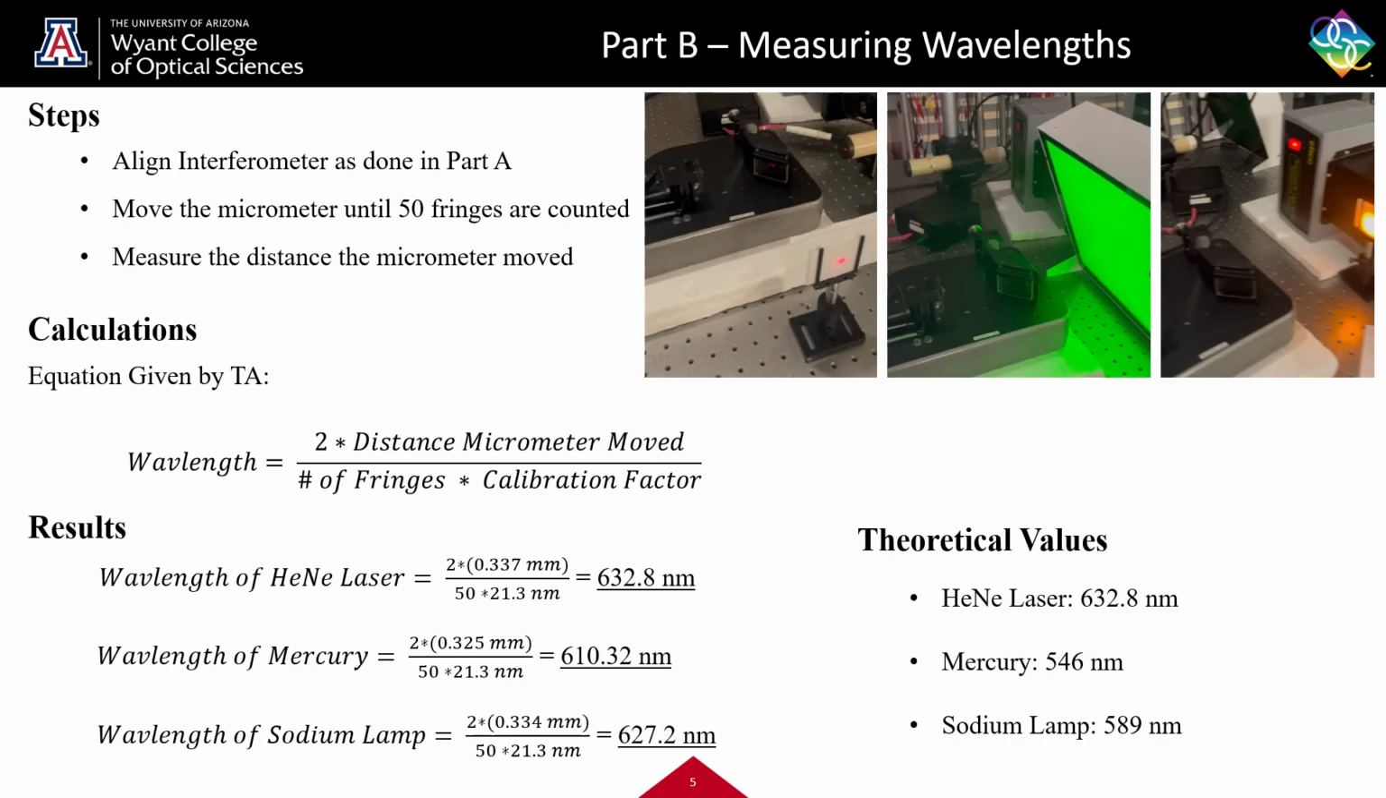For part B, we measured the wavelength of three different sources. We did this by aligning the interferometer as done in part A, but this time only counted 50 fringes and measured the distance the micrometer moved. Using the same equation we used in part A, but rearranging the variables, we solved for wavelength, and for the laser we got 632.8 nanometers, for mercury we got 610, and for sodium we got 627, which are all relatively close to the theoretical values.